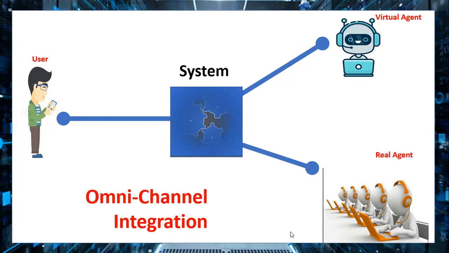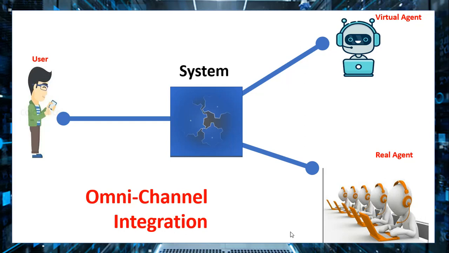Okay, so this omni-channel will give you that type of feasibility: if the user is interacting with the virtual agent and in the middle of the chat, the user is not happy with the virtual agent service, he can ask the virtual agent that I would like to contact the real agent. At that time, this omni-channel sends the whole conversation to the real agent, and the real agent can talk directly to the user from that chat only.